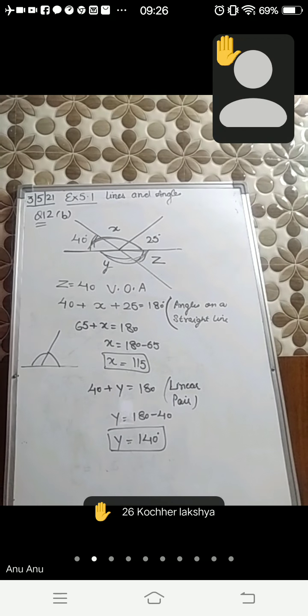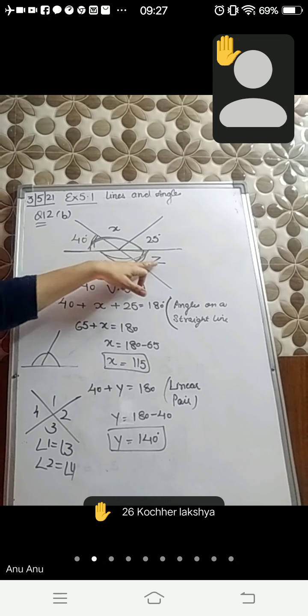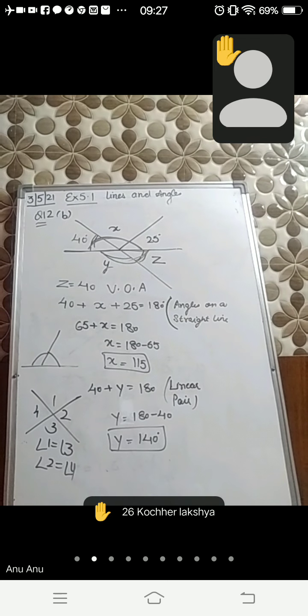If the two lines intersect each other, you all know what type of angles will be formed here: vertically opposite angles, and vertically opposite angles are always equal. If I write 1, 2, 3, 4, then angle 1 is equal to angle 3 and angle 2 is equal to angle 4. We discussed this in the first part of the 12th question also, as well as in this question, Z is equal to 40 as a vertically opposite angle.